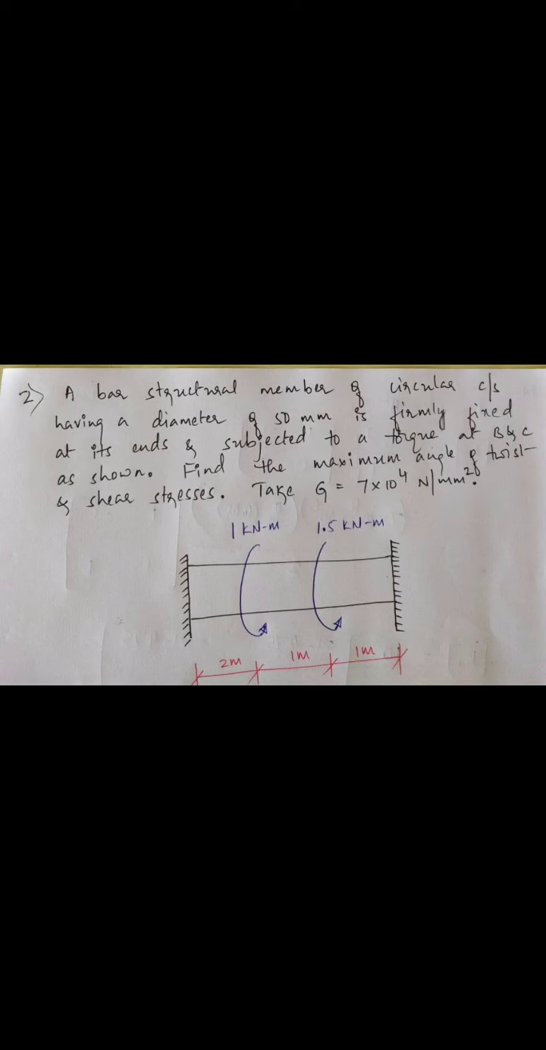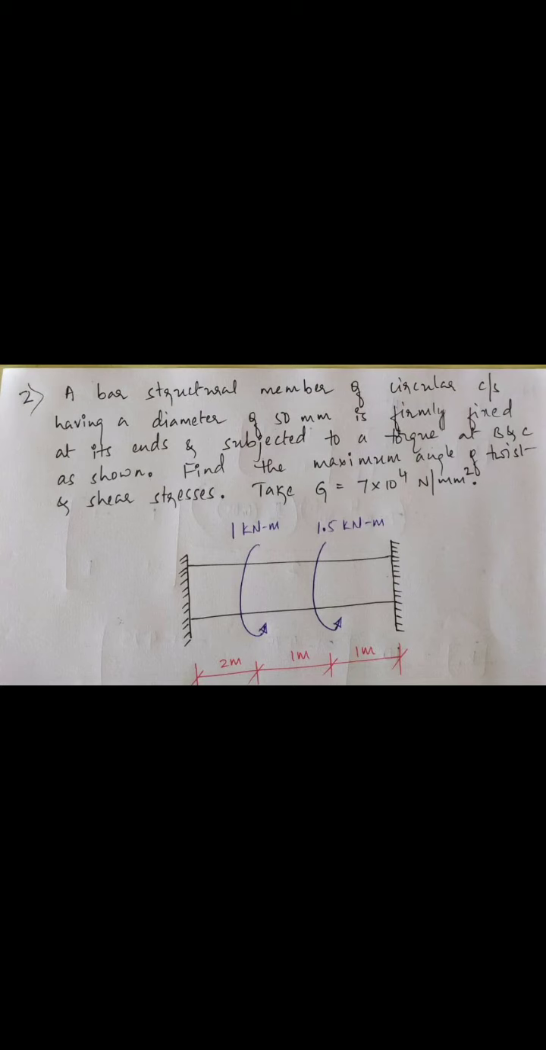Problem definition goes like this. A bar structural member having circular cross section of 50 mm diameter throughout its span length is firmly fixed at both of its ends and subjected to a torque of 1 kilonewton meter and 1.5 kilonewton meter at the points B and C as shown. Find the maximum angle of twist and shear stresses in each element. Take G equals 7 into 10 to the power of 4 Newton per mm square.